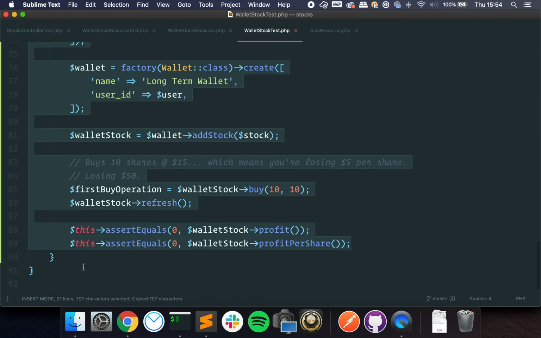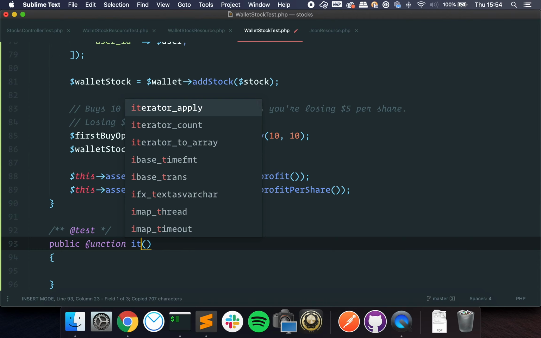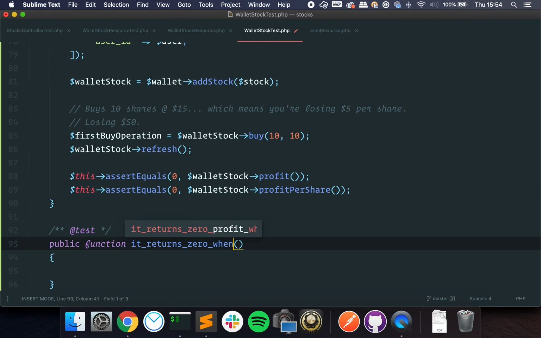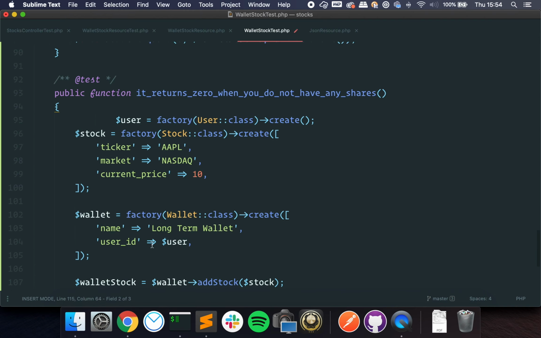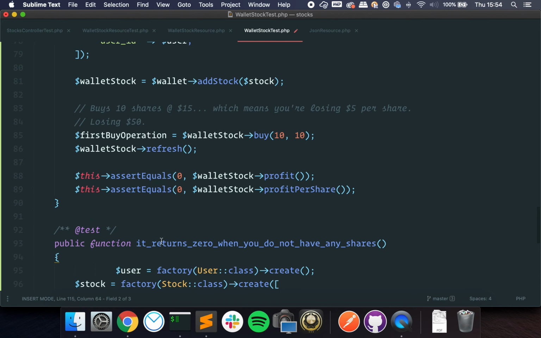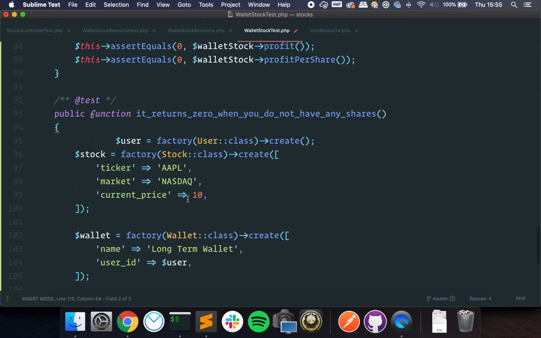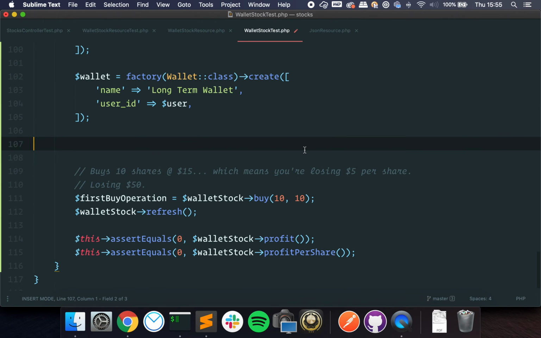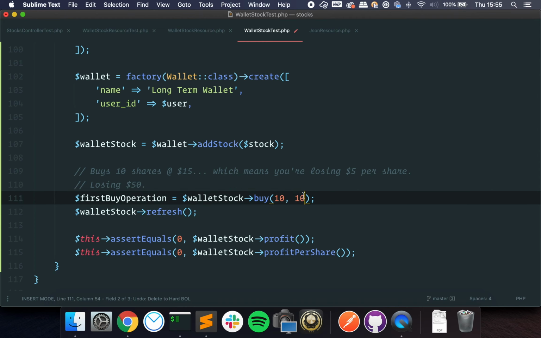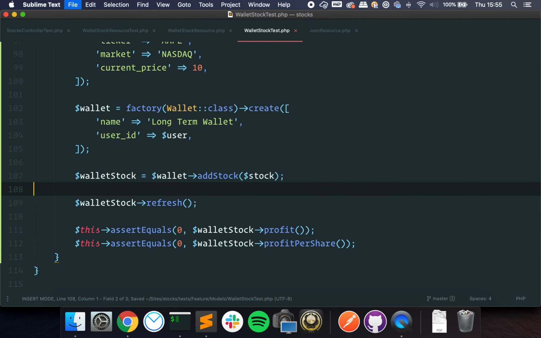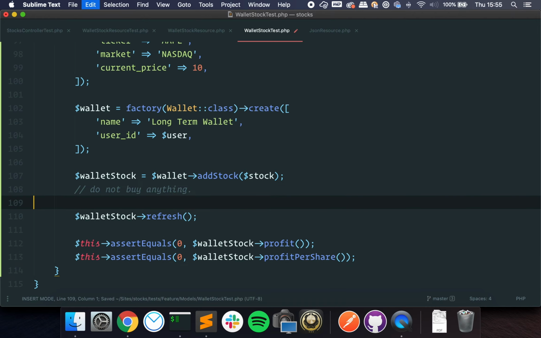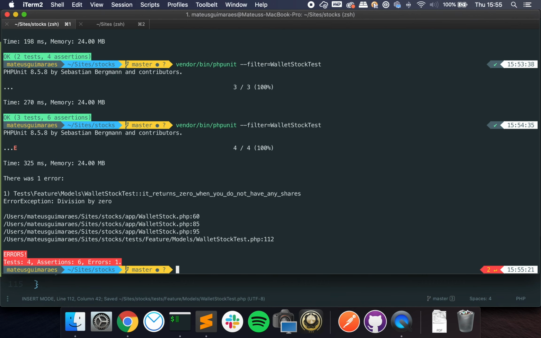So you might think, wow, why do you need so many tests to be future proof? It returns 0 when you do not have any shares. You need to be future proof. What guarantees you that if you do not write those last two tests, you won't change something in the future, it will break your code and you won't know. So you gotta be prepared. So current price is 10. Let's not buy any stock. We want to add it to our wallet, but we don't want to buy anything. Let's add a comment. Do not buy anything. We refresh it. We want to see 0.